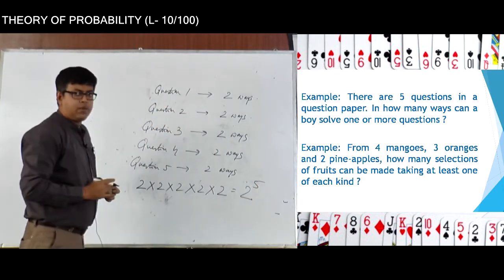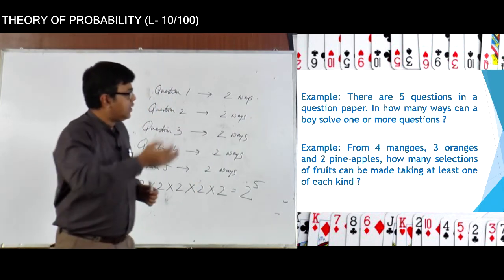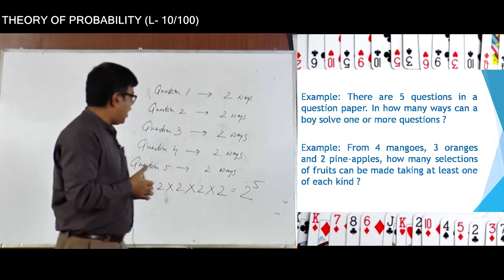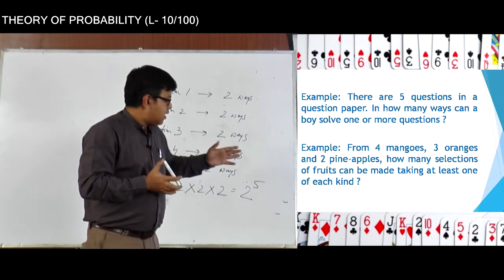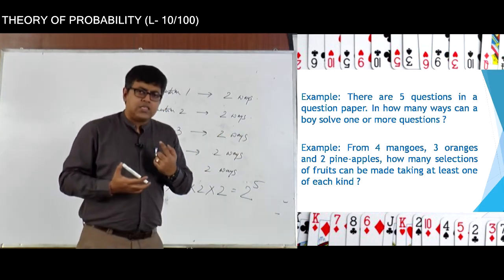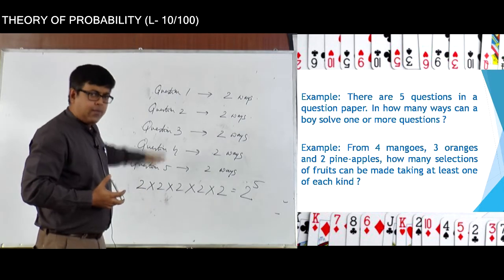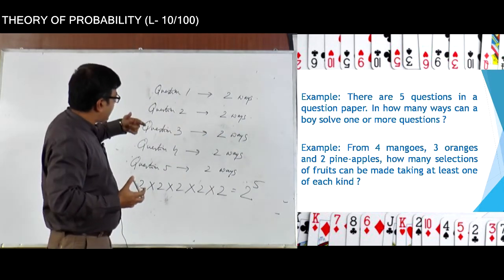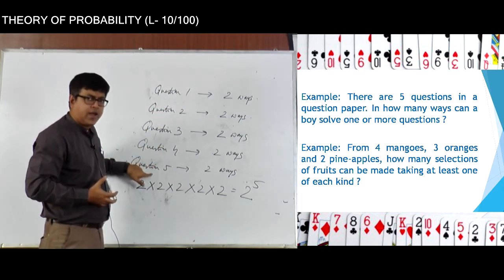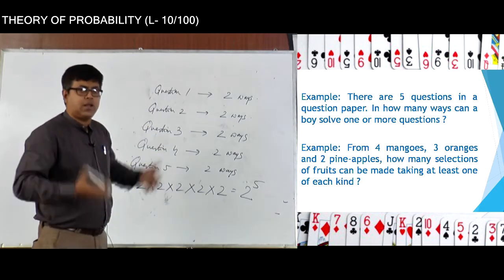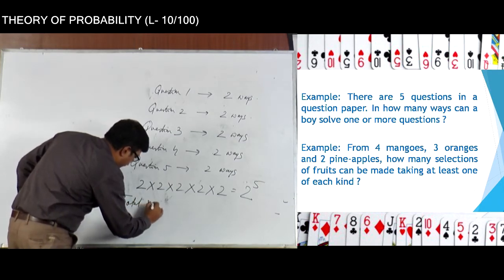But that is not what I have been asked. I have been asked to find in how many ways a boy can solve one or more questions, that means at least one question. Now 2 to the power 5 gives the total number of combinations of answering these 5 questions, but this includes one case where he does not answer any of the 5 questions, isn't it? Like we said in the previous case also, there is only one case where he does not answer question 1, 2, 3, 4 and 5 simultaneously. That's only one case.